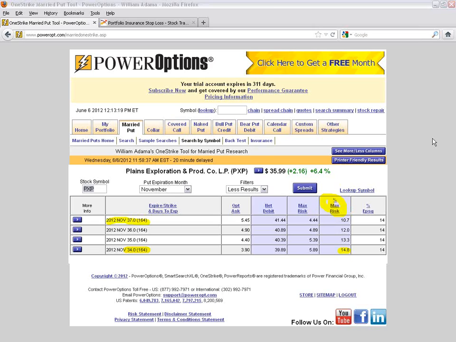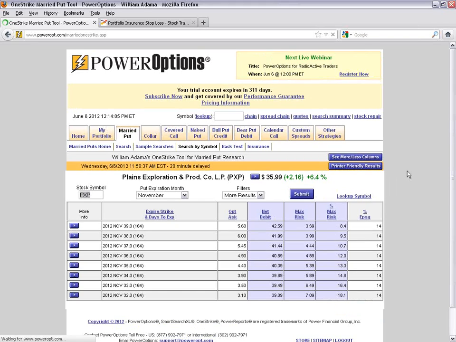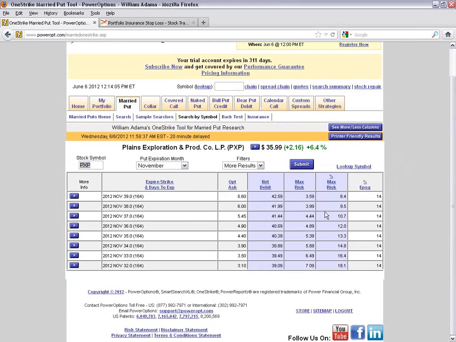So what did we mention before? What I'm going to do now is change this from less results. I'm just going to open that up to more results here. Okay, I'm getting a little bit closer. So I have some series now, some strikes. We see the November 39 put has a price of $6.60.